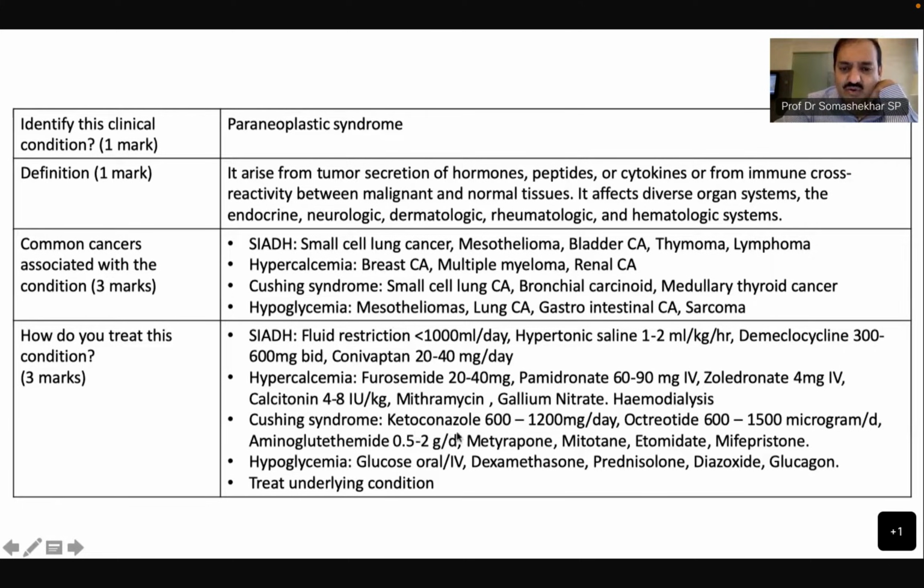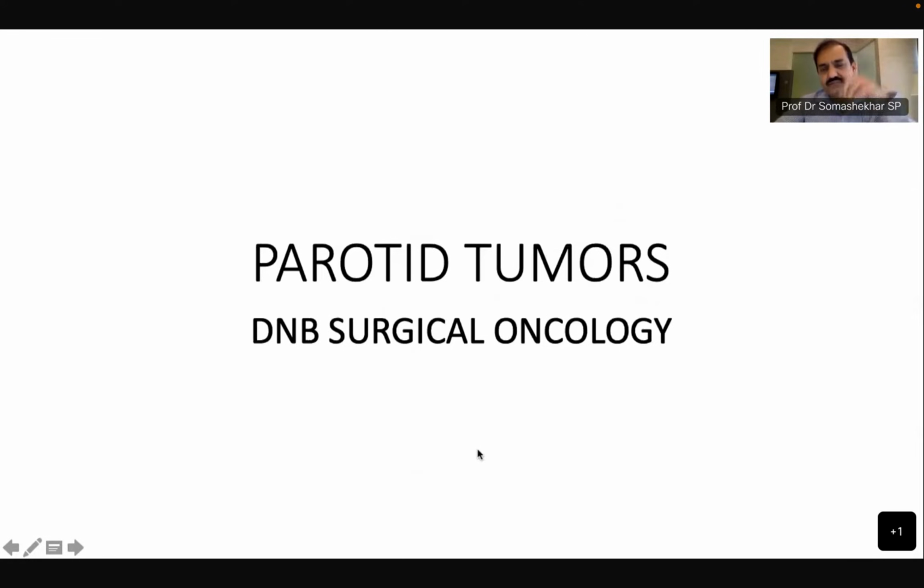Cushing syndrome, ketoconazole, an antifungal, is useful. Aminoglutethimide induces medical adrenalectomy, and mitotane and mifepristone. For hypocalcemia, we give steroid, prednisolone, diazoxide, and we treat the underlying condition.